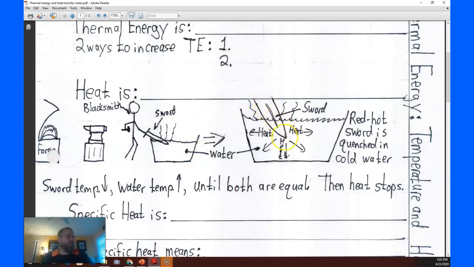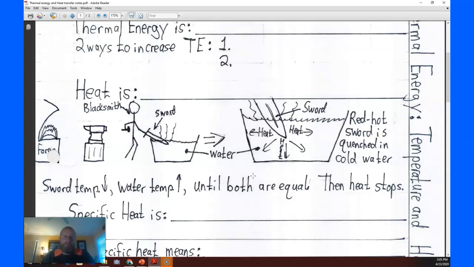So when you put the sword in water, the thermal energy is flowing from the sword out into the water. The red hot sword is quenched in cold water. It loses thermal energy. Its temperature goes down. The water temperature goes up. Okay, so you've never made a sword before, probably, but you've experienced the same thing. You touch something warm to warm yourself up. Sword temperature goes down, water temperature goes up, and if I leave the sword in the water long enough, they'll continue exchanging heat until they're both the same temperature.